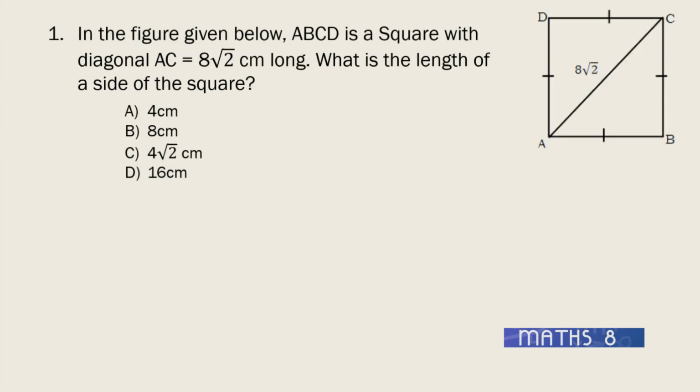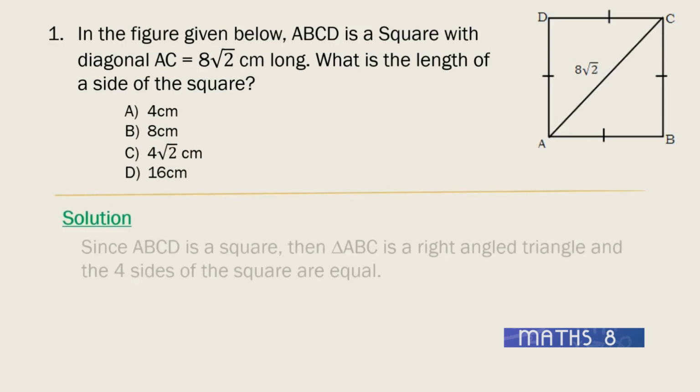Question 1. In the figure given below, ABCD is a square with diagonal AC equals 8 root 2 centimetres long. What is the length of a side of the square? Pause the video whilst you work it out.